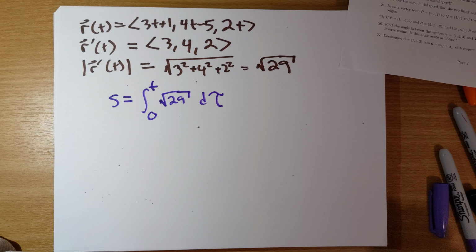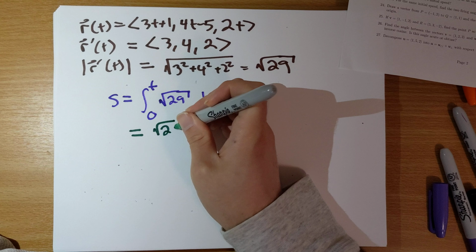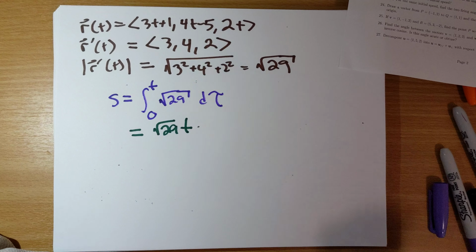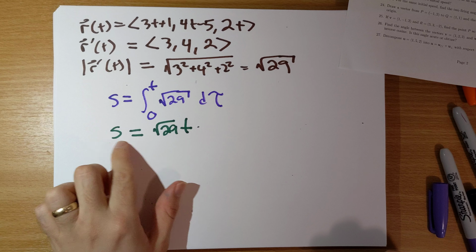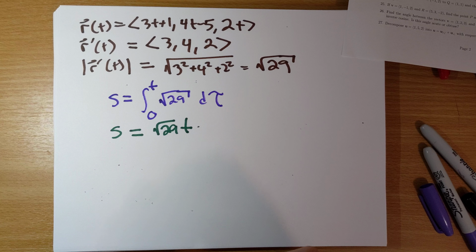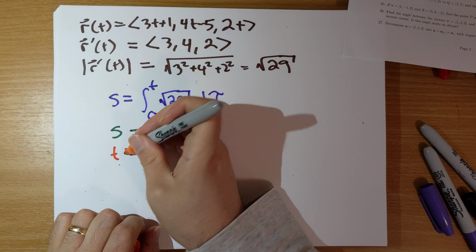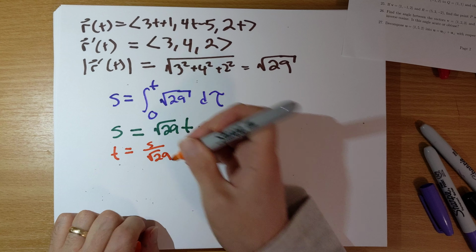We need to use some letter there, like du, d tau, something like that. And this then will be square root of 29t. So s is equal to square root of 29t. And then the last thing that we have to do here, I guess there's two more things we have to do here. We have s in terms of t. We want t in terms of s. T is equal to s over the square root of 29.